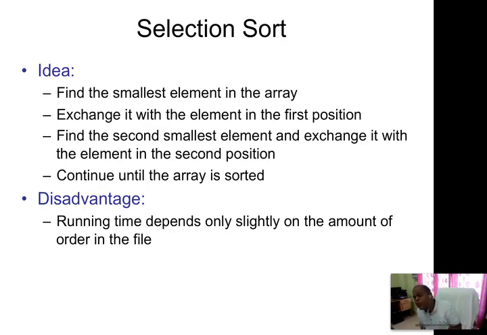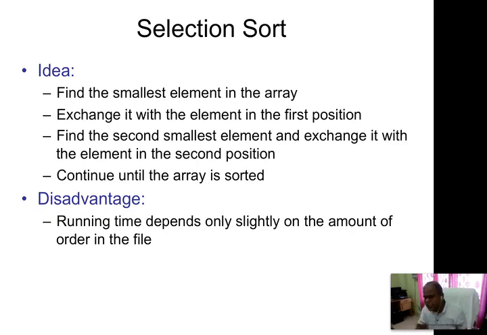Hence, in selection sort, what is the idea? Find the smallest element in the array, and exchange it with the element in the first position. Before that, there will be no exchange. In bubble sort, we keep exchanging while finding the smallest element and placing it in the first position. But here, we will find where the smallest element is, but no exchange will be done until the end, and then the exchange will be done with the first position.